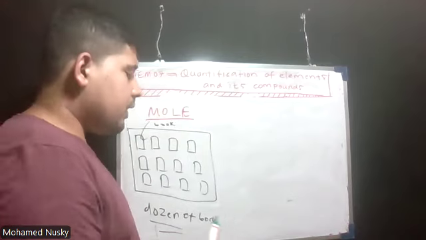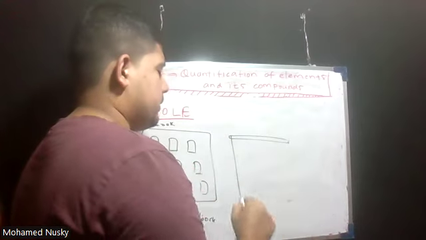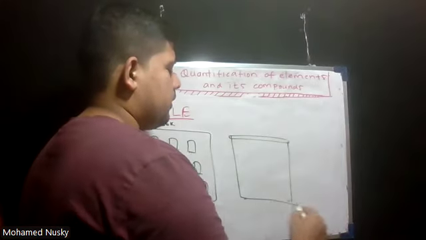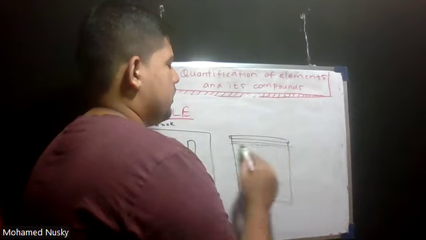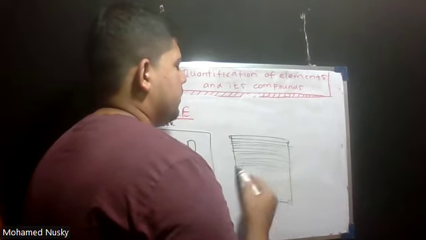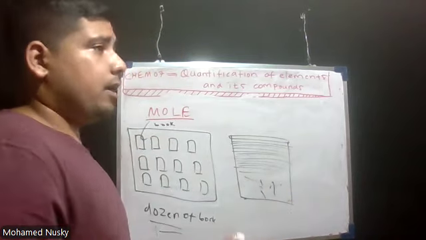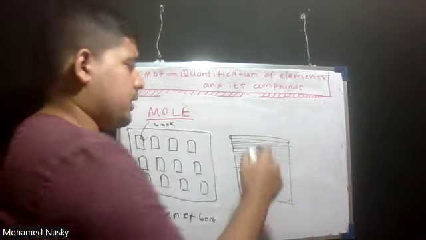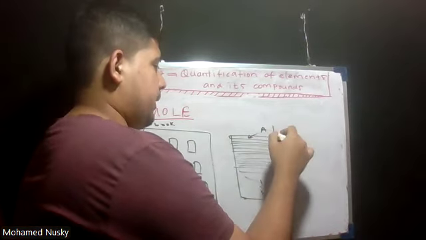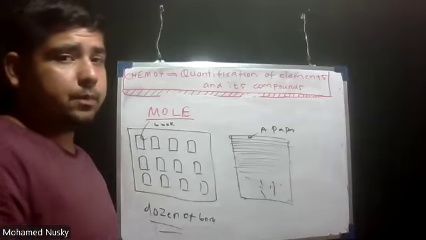Likewise, let me take paper. Now I have a set of papers like this. 1, 2, 3, 4, 5, 6, 7, 8, 9, 10, 11, 12, 13, 14. Likewise it goes. Here, this is a paper. I have a set of papers.